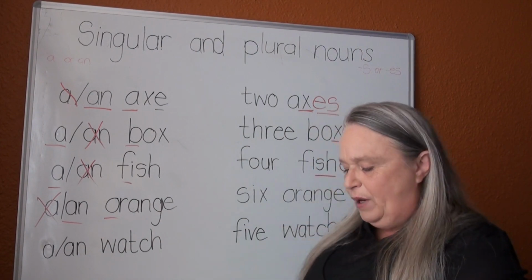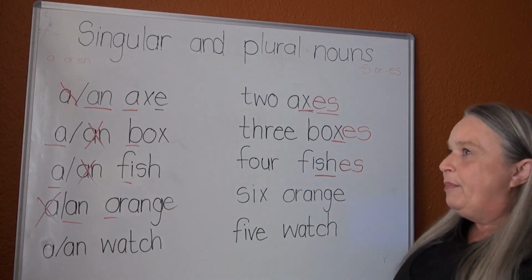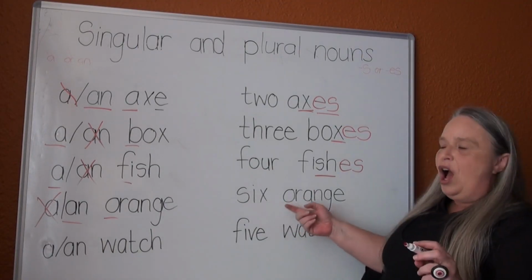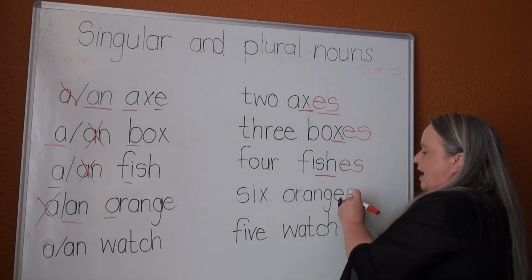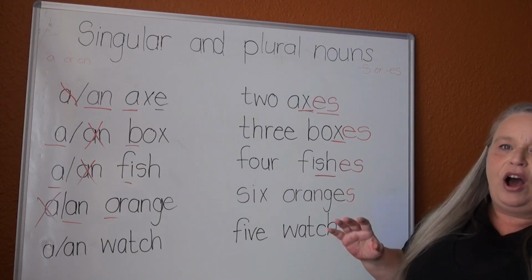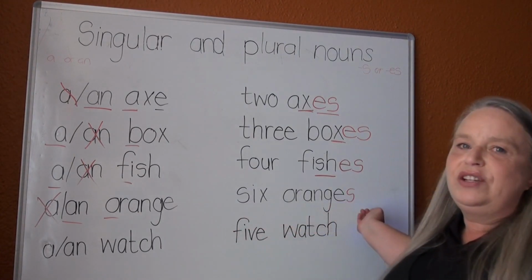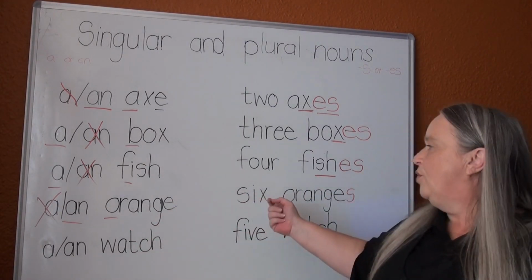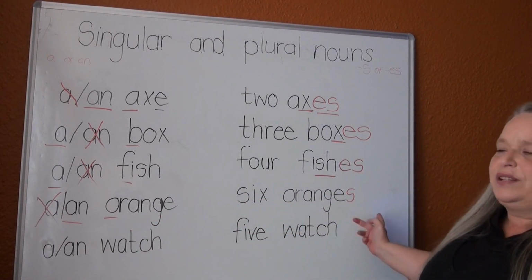And now what happens if we buy 6? We will have 6 oranges. Yes, it just gets an S. Oranges, 6 oranges. One orange, an orange, or 6 oranges.